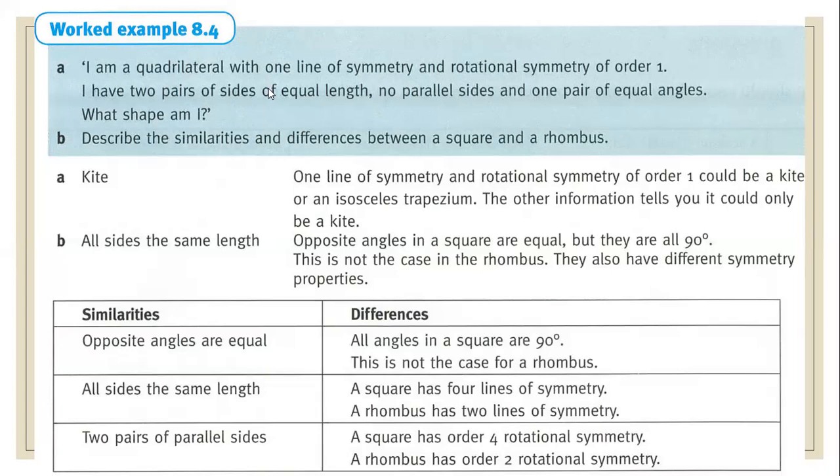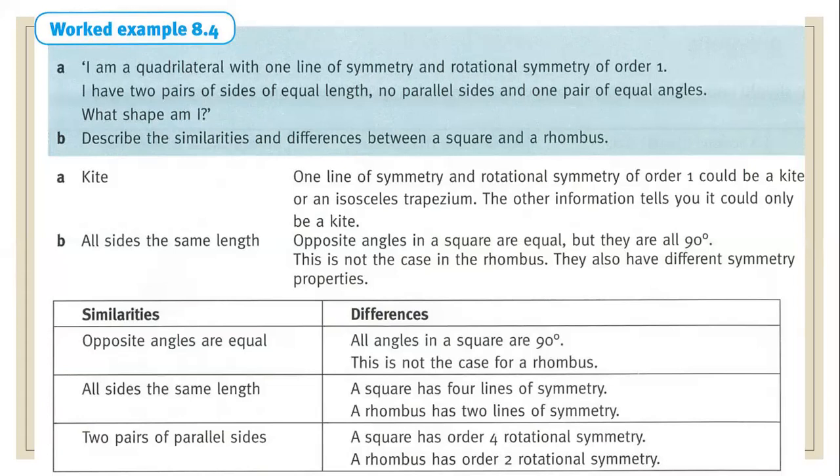With one line of symmetry and order of rotation one, I have two pairs. If he's talking about one order of rotation and one line of symmetry, it means only this is the kite, because a kite has one order of rotation and one line of symmetry. That's why.